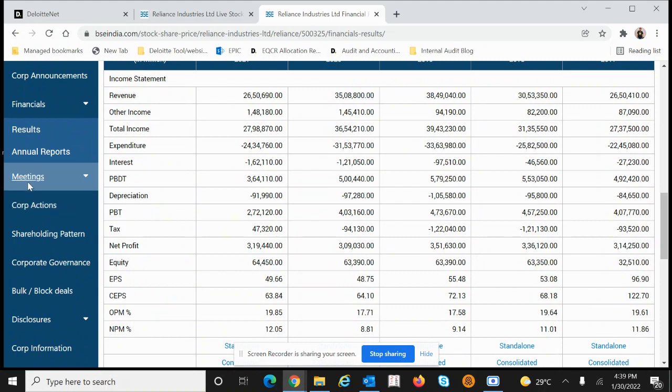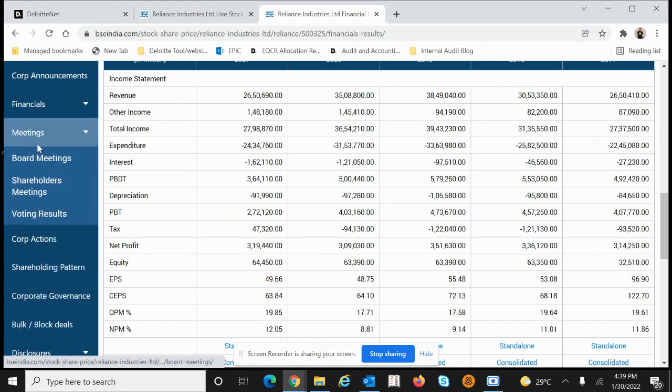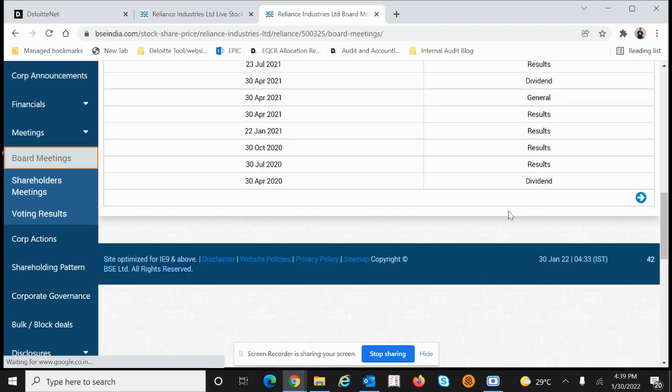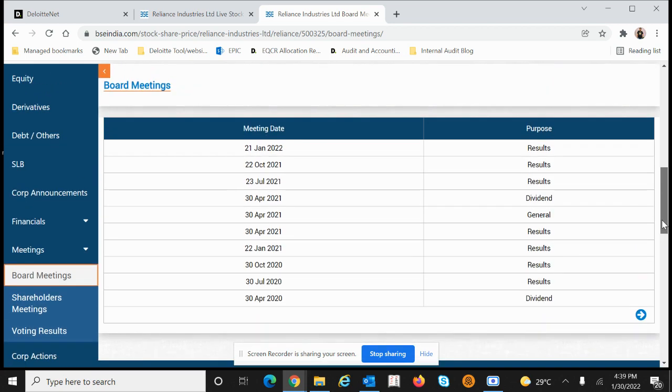Let's say you want to see the meeting of the board of directors, the meeting of the shareholders, and the voting result, then you can click on the meeting. Here you can see the board meeting. Board meeting means that on a quarterly basis, or whenever the need arises, the board of directors meets to discuss any agenda or business-specific matter.